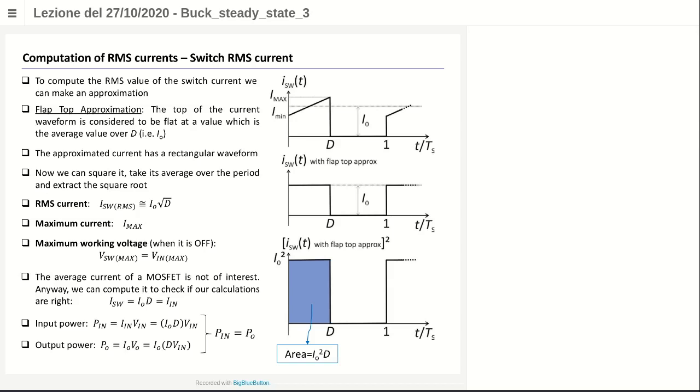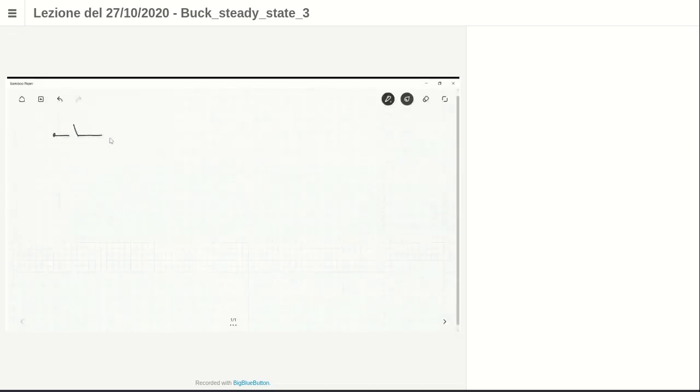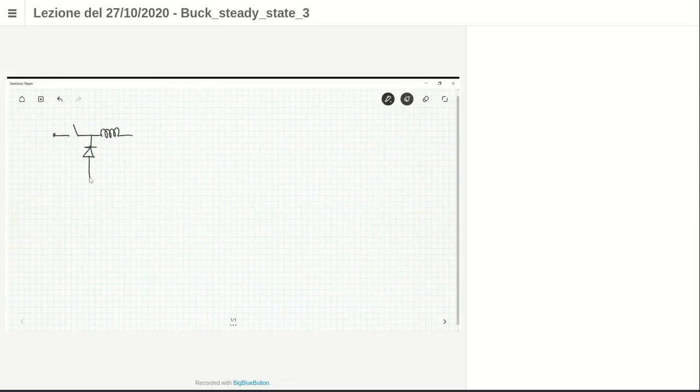Okay, let me share the whiteboard screen in order to continue this discussion. We have our buck, which is described in this way. Do not forget the input capacitance across V in and the output capacitance across V out, or V naught, the inductor L, the diode, and the switch.